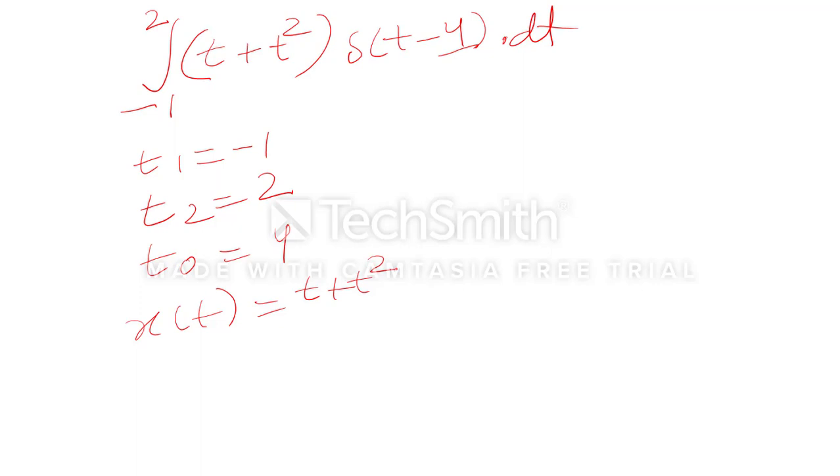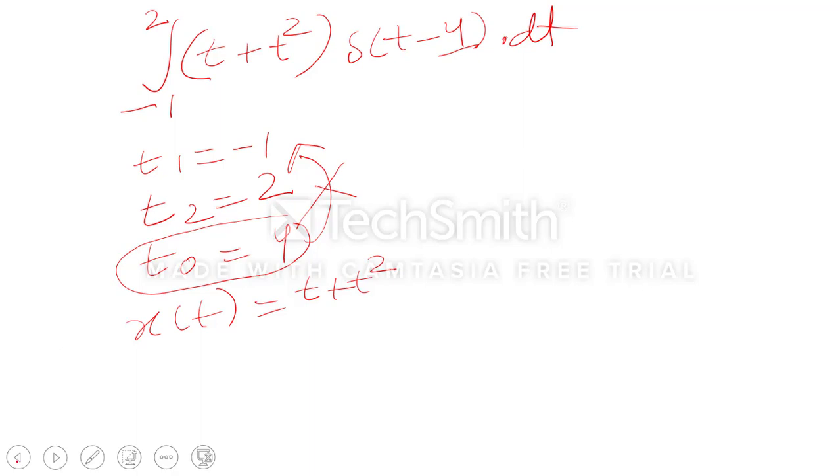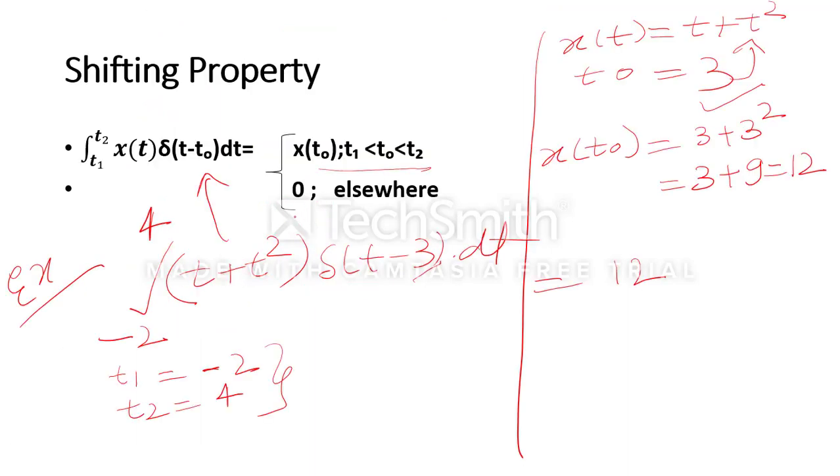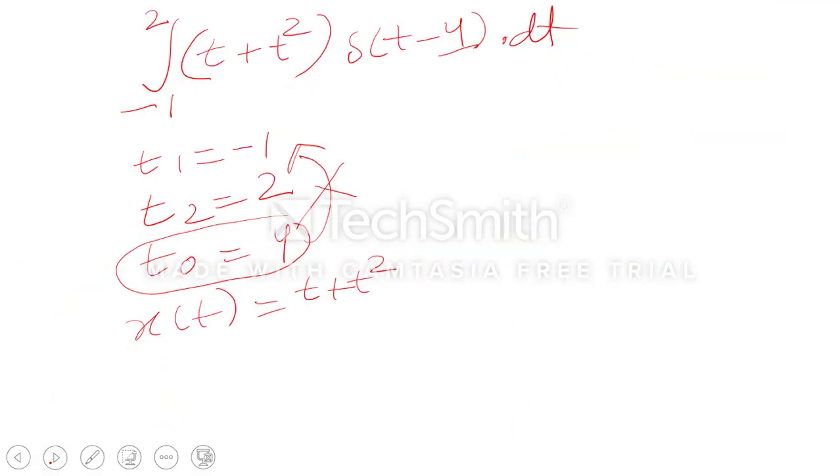I told you that first you have to see that t naught should lie between the limits t1 and t2. You can see that 4 doesn't lie between t1 and t2. If you remember the property, if it doesn't lie between these limits, the answer will be 0. So you can directly write the answer for this numerical as 0. You need not calculate it.